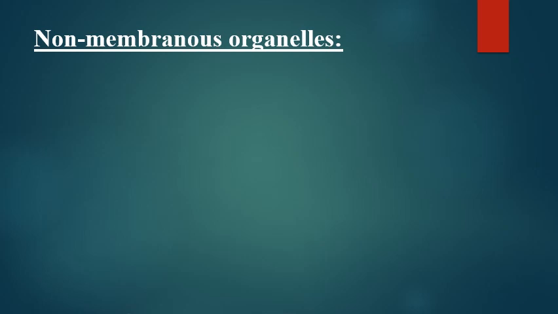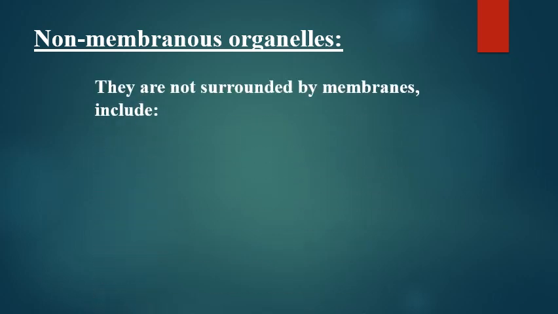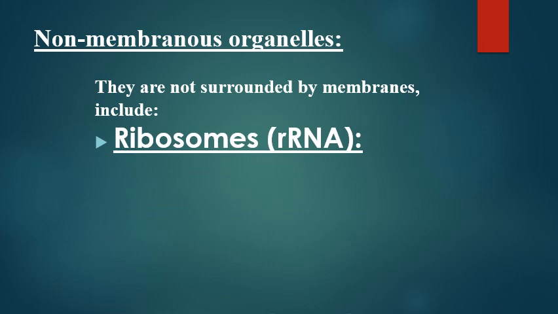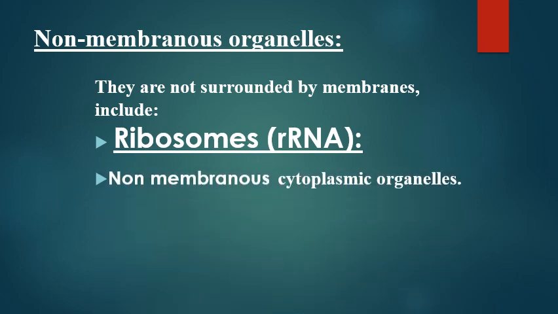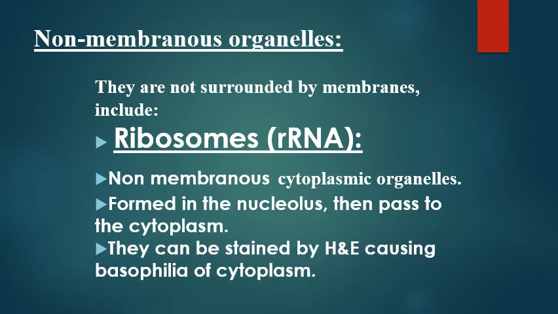We finished the membranous organelles and the nucleus. We will have a hint on the non-membranous organelles. These are organelles that are not surrounded with membrane and include the ribosomes, which are important for the formation of protein. The rRNA is formed inside the nucleus, and the protein parts formed in the rough endoplasmic reticulum pass to the nucleus and fuse to form the small and the large subunit, then go out to the cytoplasm in order to produce the protein.